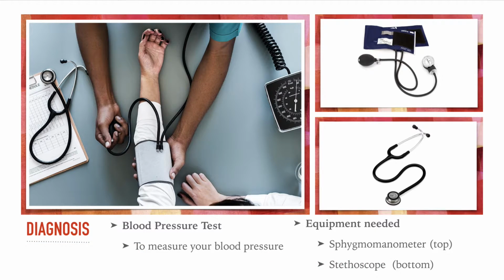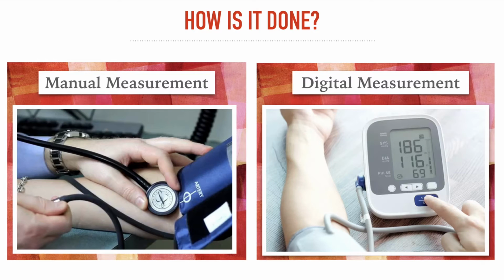To perform this test, you will need the following medical equipment: a sphygmomanometer, which consists of an inflatable cuff, and a stethoscope for a manual measurement. This is a quick process done in a sitting position with your arm at the level of your heart. An inflatable cuff is wrapped around your upper arm. This test is done in two ways.